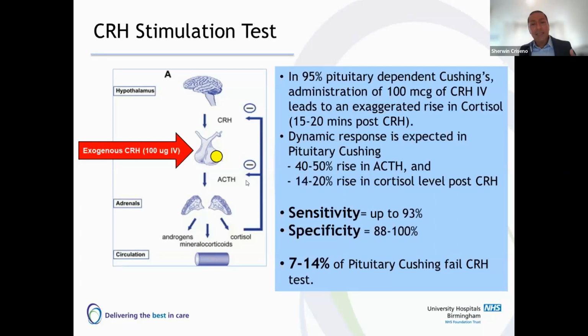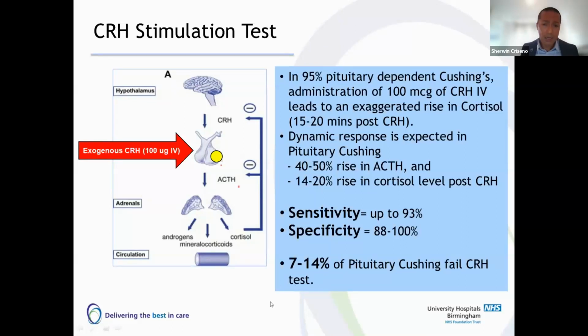And the dynamic response in patients with pituitary Cushing is that following administration of the CRH, the ACTH will rise significantly, to around 40 to 50% from baseline. And there is a corresponding rise in the cortisol of around 14 to 20%. The specificity is around 88 to 100%, and sensitivity is about 93%. But take note, as mentioned earlier, that there's no single test that is 100% accurate. For the CRH test, 7 to 14% of patients with pituitary Cushing will still fail the CRH test.